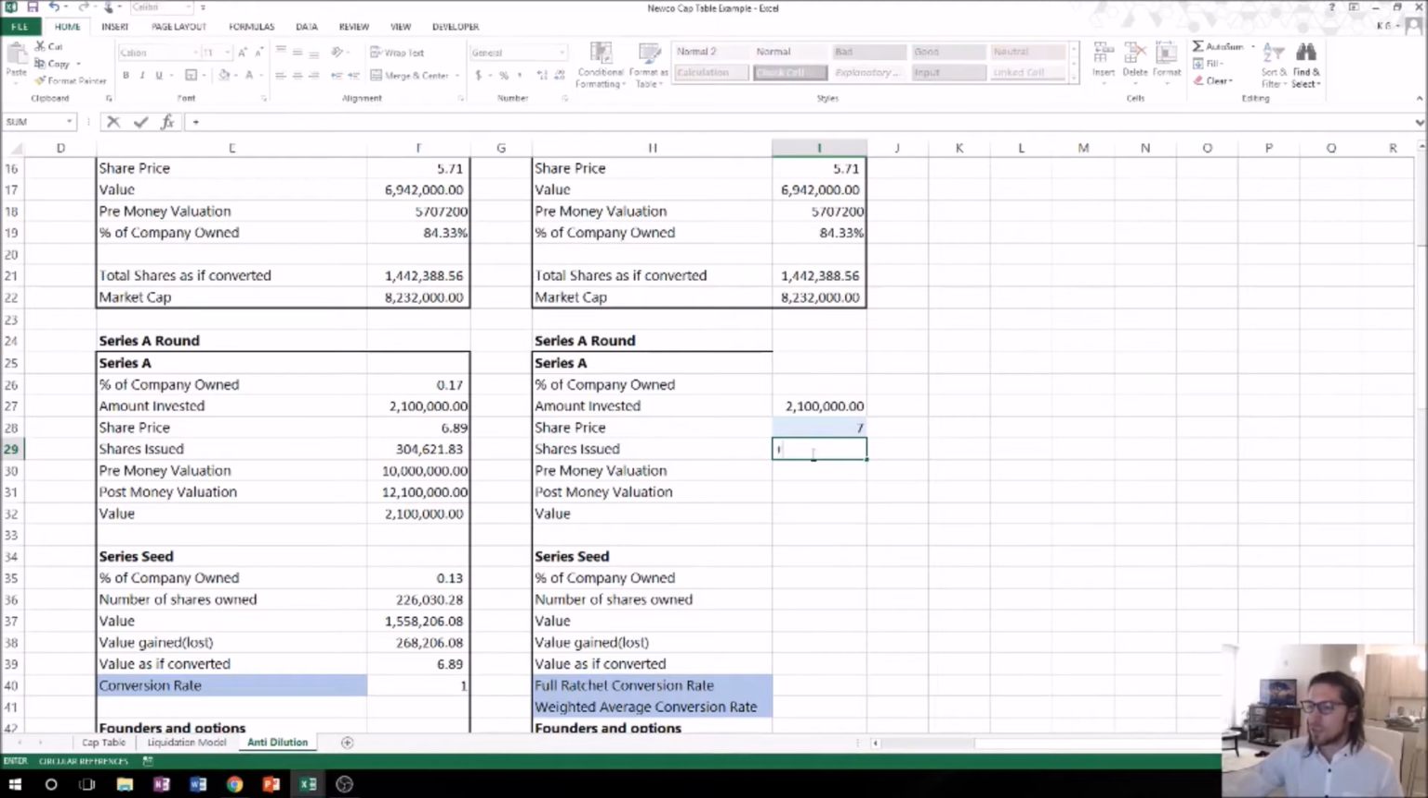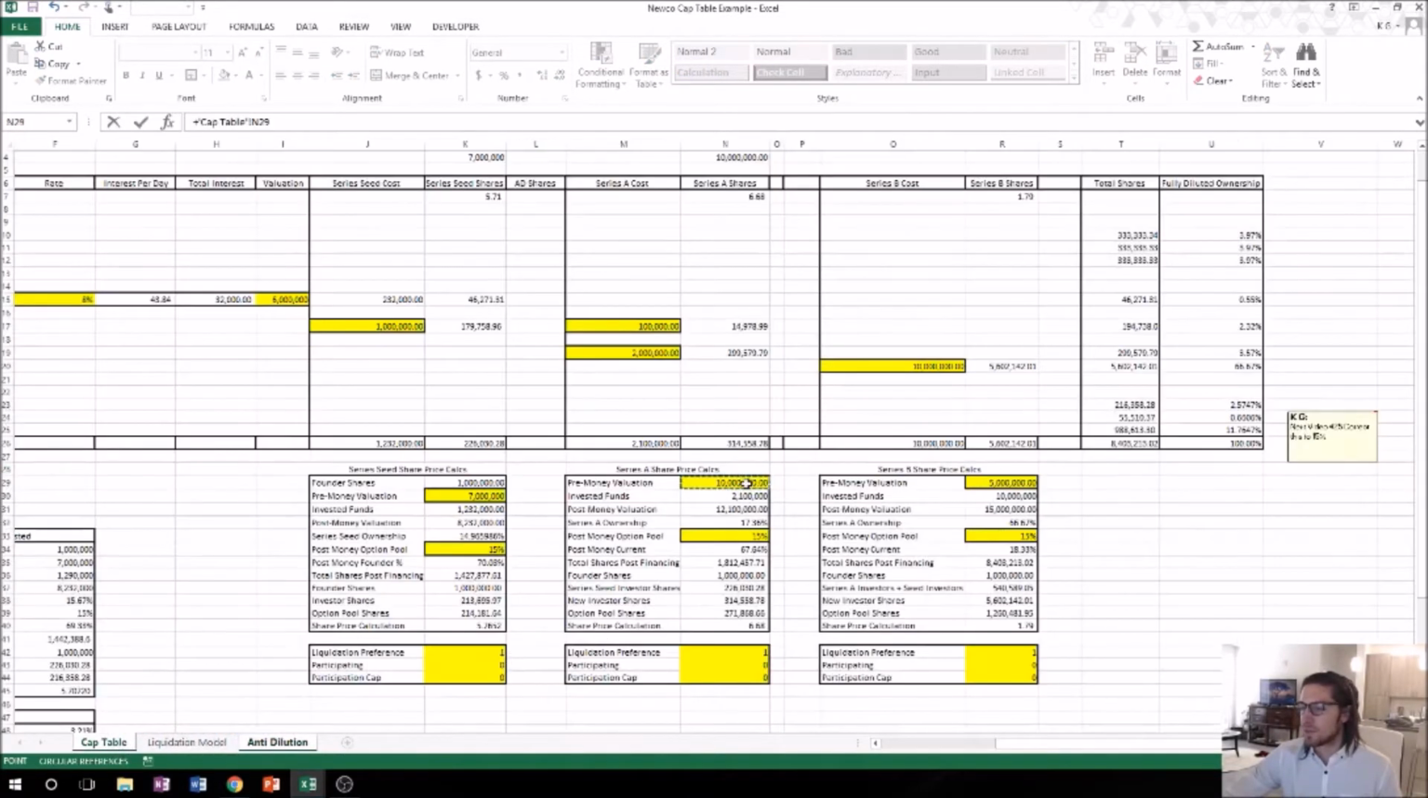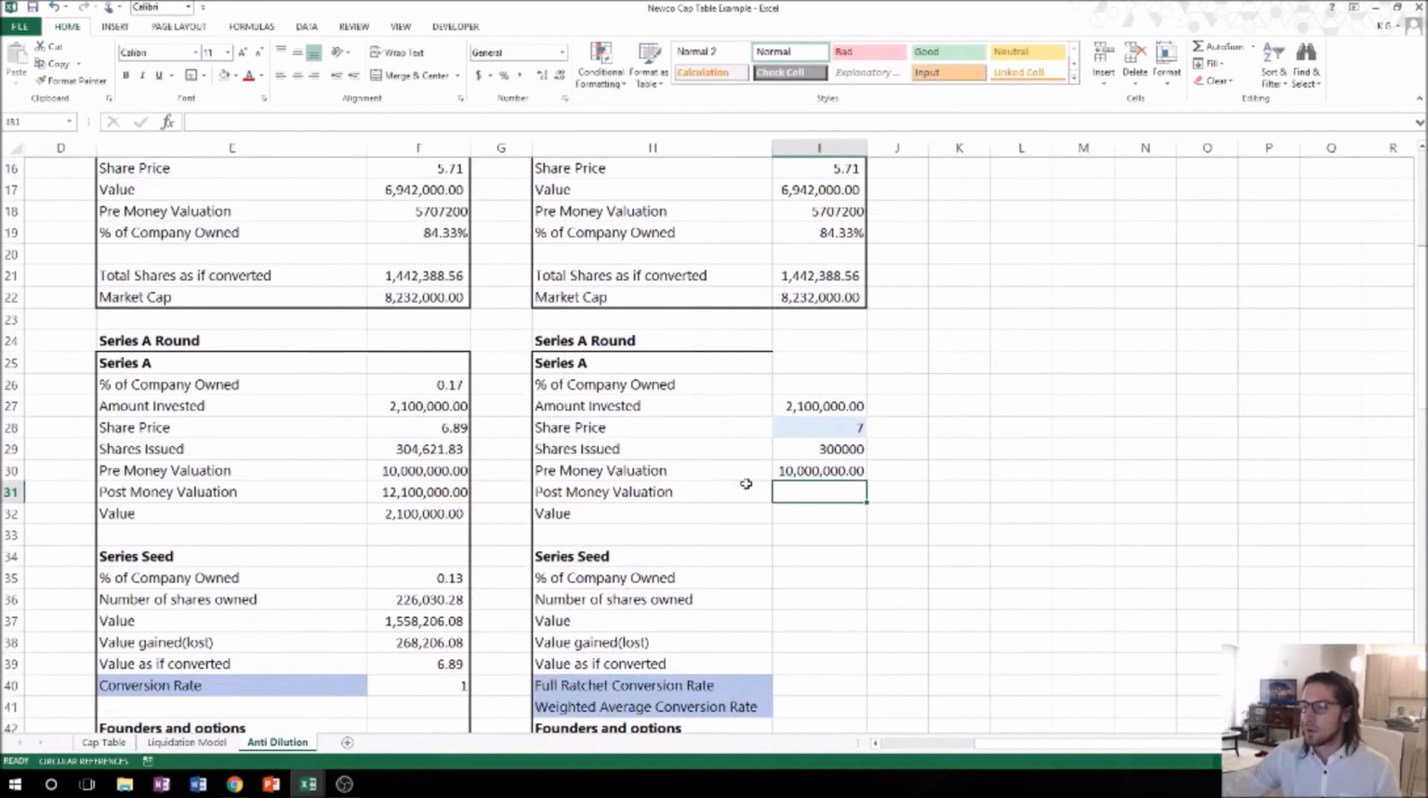Okay, so then we'll do shares issued. Shares issued would be amount invested divided by share price. Then we'll do pre-money valuation. Pre-money valuation is from the cap table. And then post-money valuation is pre-money valuation plus amount invested. That should be second nature by now. Value would be shares issued times the share price. And that is all we're going to do there.